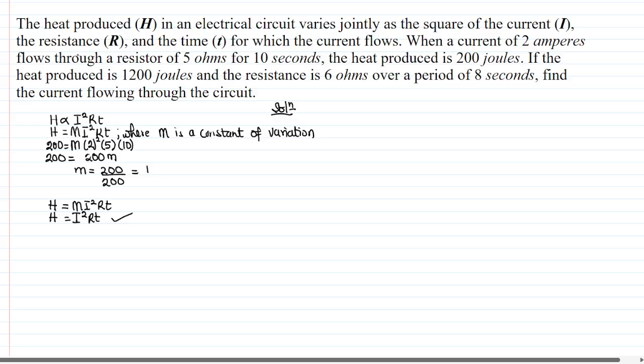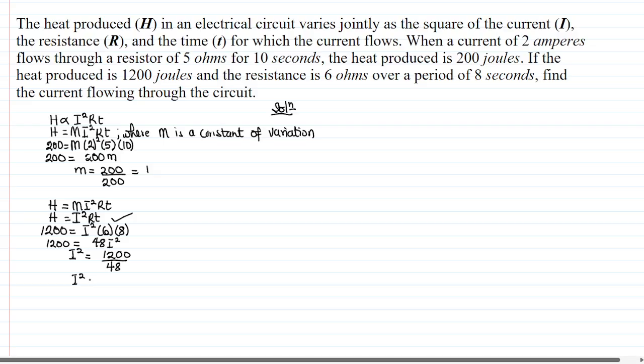They're saying if the heat produced is 1200, and they're giving us the resistance to be 6 ohms over a period of 8 seconds, we are supposed to find the value of I, the current, using this information. So we have 1200 equals, this gives us 48 I squared. Then our I squared is going to become 1200 divided by 48.